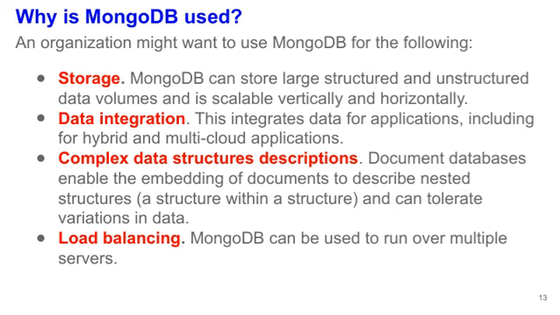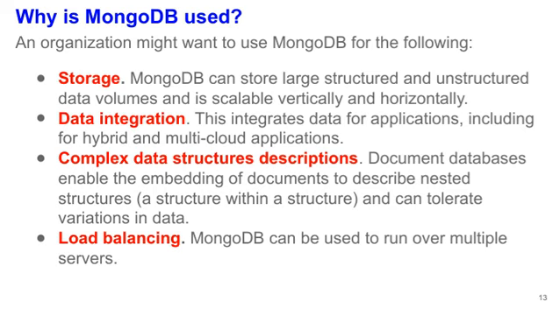Next, there's data integration. MongoDB helps unify data from various sources, making it easier for applications, especially those running in hybrid or multi-cloud environments, to access and work with the data seamlessly. Another key point is how it handles complex data structures. Document databases like MongoDB allow us to embed documents within documents, which is perfect for describing nested data structures. Plus, it can accommodate variations in data, which is often a challenge in traditional databases.